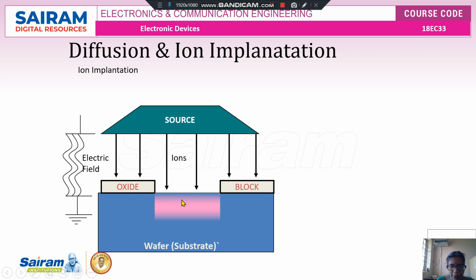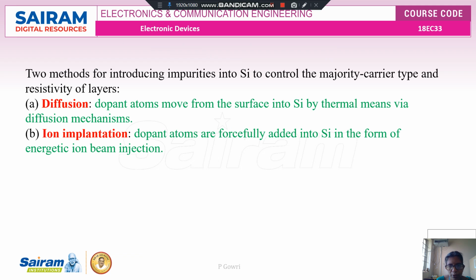That is, if it is a pentavalent impurity, the region will be changed to N type, or if it is a trivalent impurity, it will be converted to a P-type region. So what are these oxides? Oxides are nothing but the insulating layer which will prevent the diffusion or the ion implantation process. In this video, we will discuss in detail these two processes, diffusion and ion implantation.